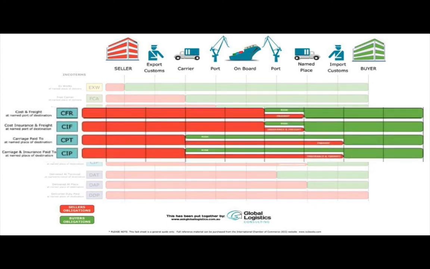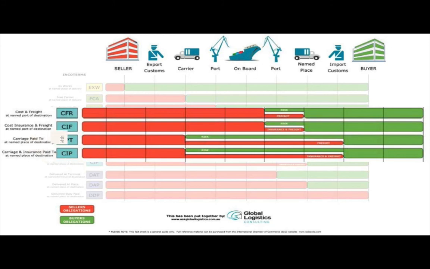Finally, we have the C series, and this is an interesting one because it allows certain costs and risks to be split. Cost and freight at the named port of destination. So here the seller takes it all the way to the port, and pays the cost of the freight to get it onto the truck to have it delivered. Although the buyer bears the risk of loss when it is being taken off the ship, the seller pays for it. If it's cost, insurance, and freight, same idea, except the seller here is actually going to have to buy insurance for the unloading process as well.